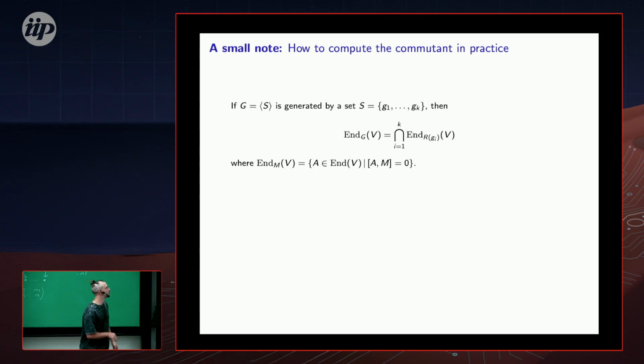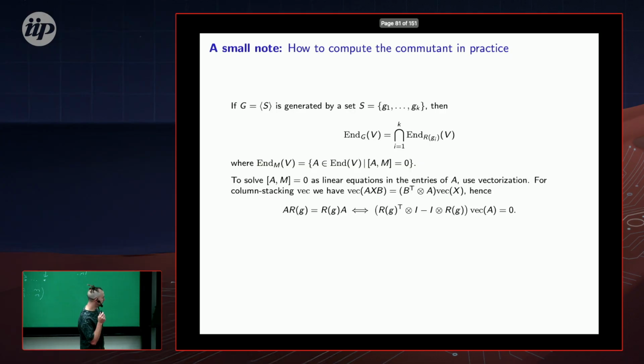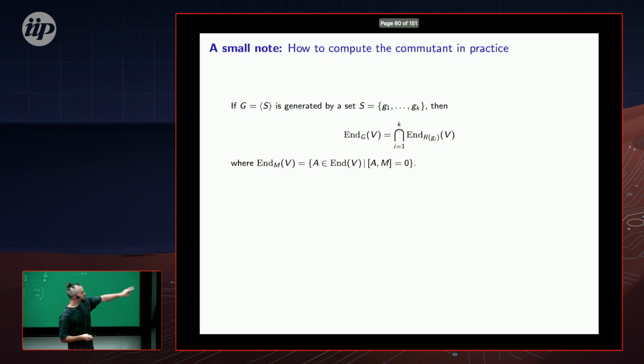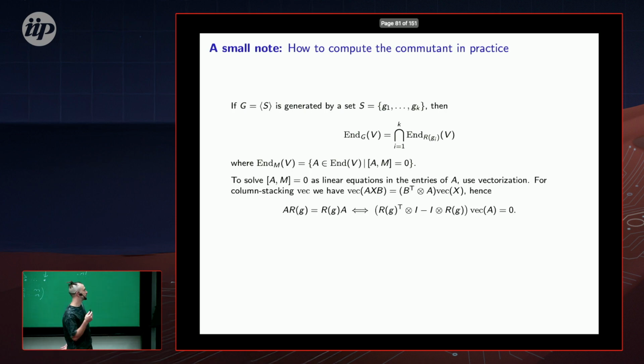A small note on how to compute the commutant in practice, not efficiently, but again, it's good to have at least a way to do it, is the following. Find a generating set for the group. So these are k elements such that any element can be written as a product of these k elements. And then the claim is that the commutant is just the intersection of the commutant of each element. The commutant of a matrix M is essentially the set of linear operators that commute with M. So all we need to do is compute the commutant of each generator and take the intersection.